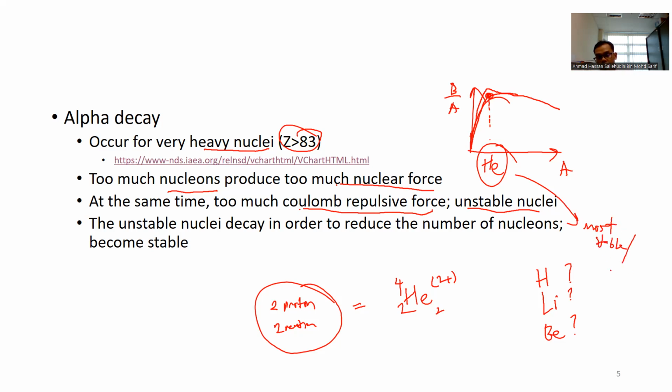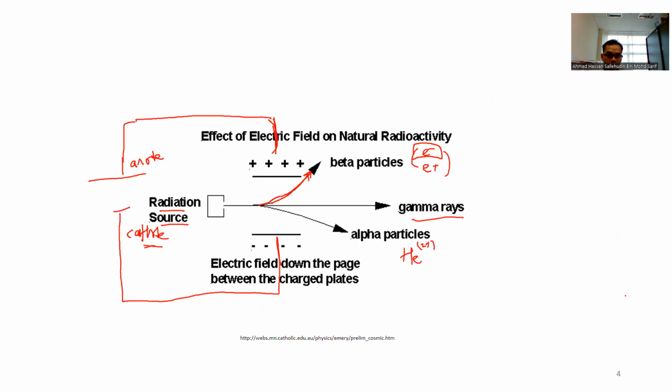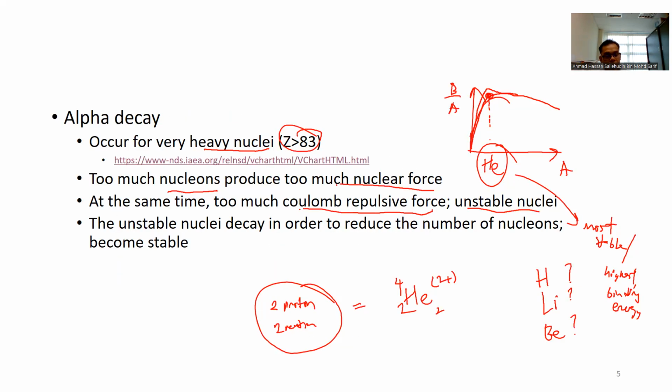So it means more stable, or the highest binding energy among the nuclides is helium. So helium is emitted. So like a chemical reaction, we can express the decay in the form of an equation. So let's say the nuclide that is doing the alpha decay, this is the nuclide.